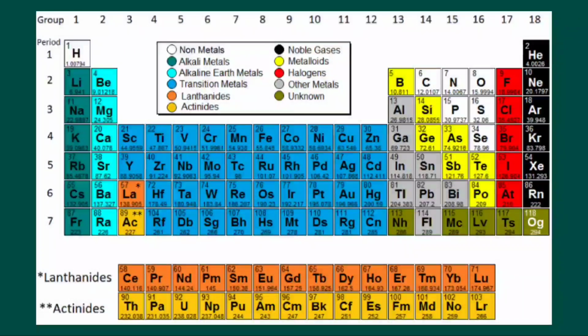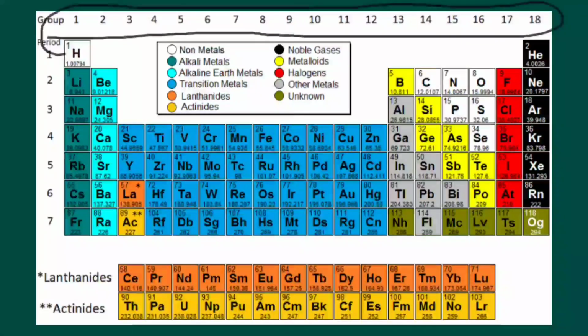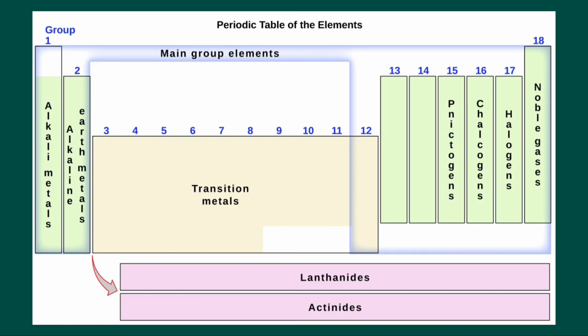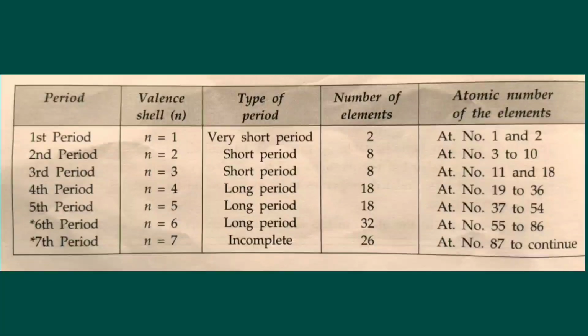The modern periodic table consists of 7 horizontal rows which are known as periods, and there are 18 vertical columns which are known as groups. Each of these 7 periods and 18 groups has its own name, as you can see in the figure.